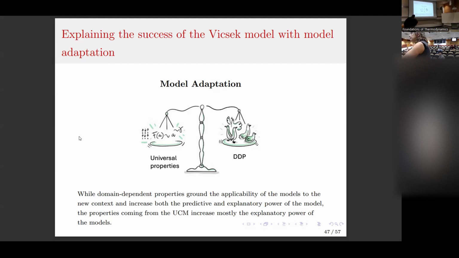So while domain-dependent properties ground the applicability of the models to the new context and increase both the predictive and explanatory power of the model, the properties coming from the universal critical machinery increase mostly the explanatory power of the model. This is more content of how this looks in particular for this case.